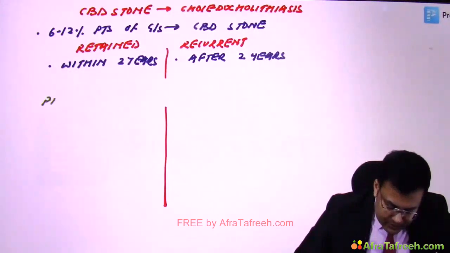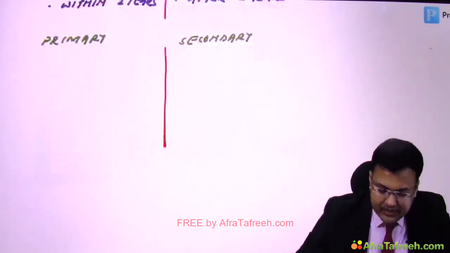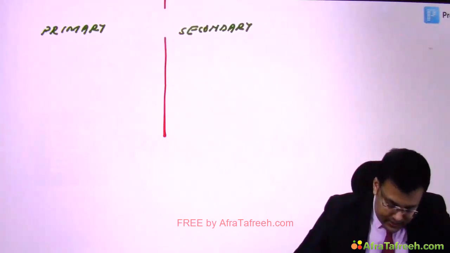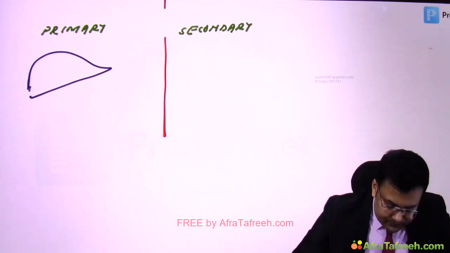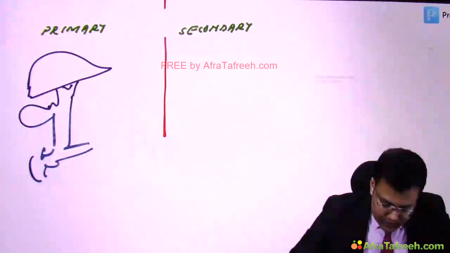Primary CBD stone and secondary CBD stone. Right? It's very easy to understand. See, this is liver, this is the gallbladder, this is bile duct, this is duodenum. Clear? Now where is the stone? Stone is going to be formed in the CBD.